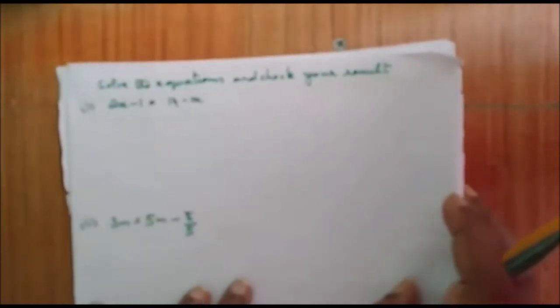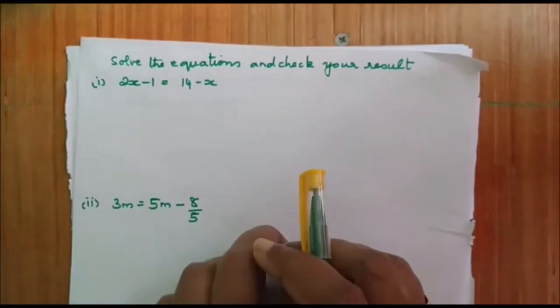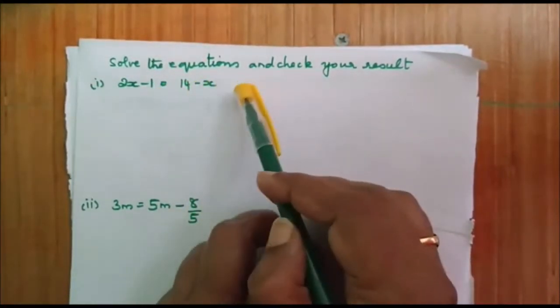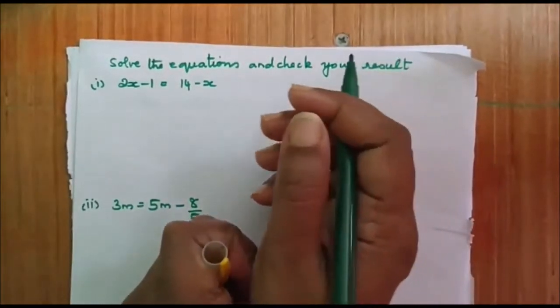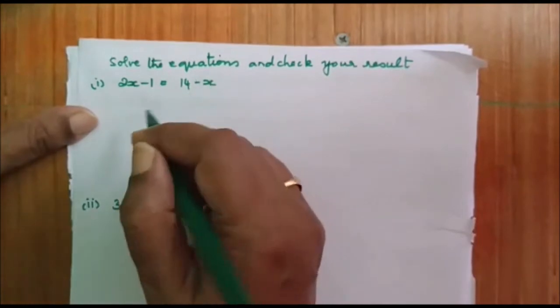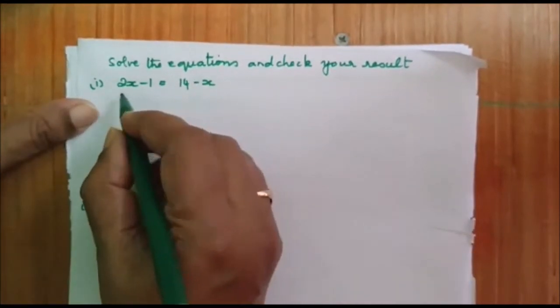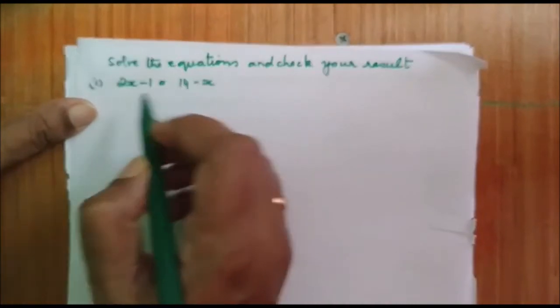Friends, this is the continuation of the chapter linear equations. Now we'll solve this particular equation and check the result. Solve the equations and check your result. Just as I said, we will transpose it in such a way that I get all my x terms to one side. The equation is 2x minus 1 equals 14 minus x.